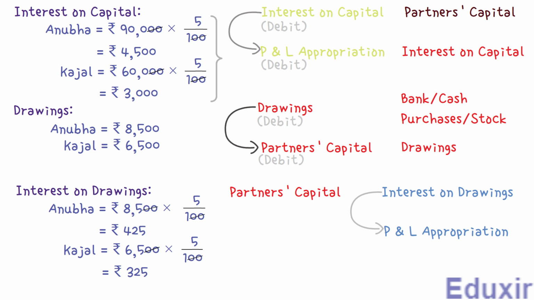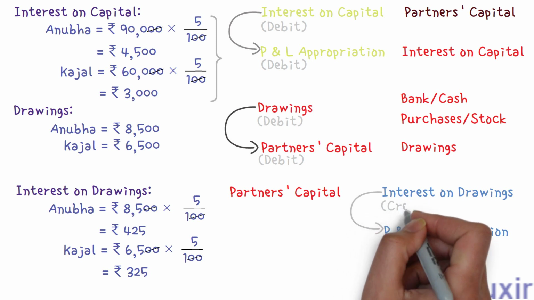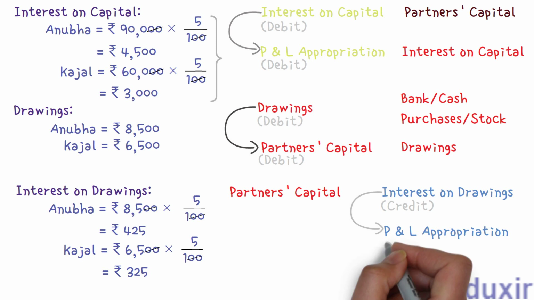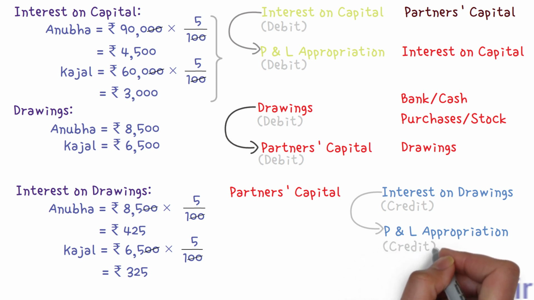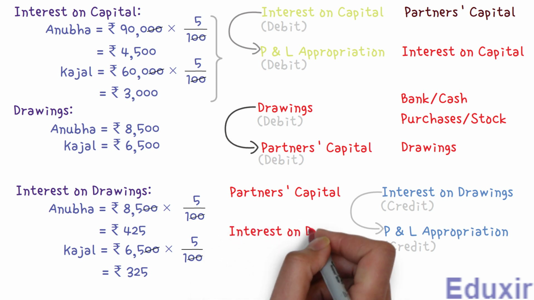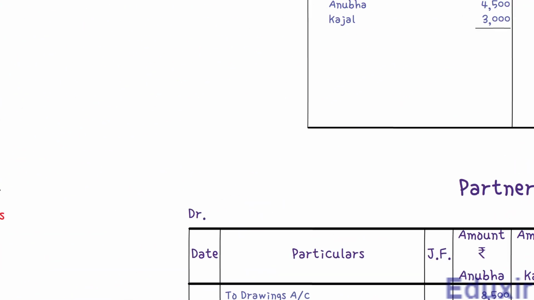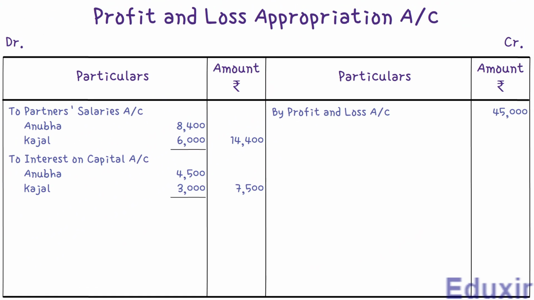Now, as the interest on drawings will be posted on the credit side of the interest on drawings account, when we transfer this amount, we should transfer it on the credit side of the profit and loss appropriation account. As we are transferring this amount out of the interest on drawings account, we should debit the interest on drawings account. Now, as we have already discussed, as the preparation of the interest on drawings account is not in the scope of this problem, let's leave out the interest on drawings related debit entry. Let's directly post the profit and loss appropriation account related credit entry into the profit and loss appropriation account.